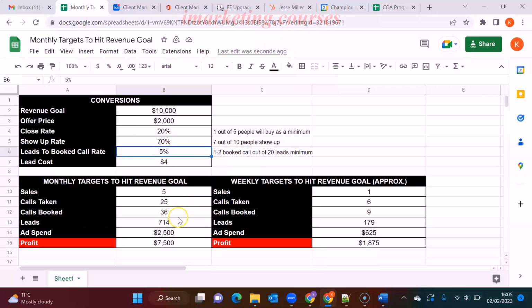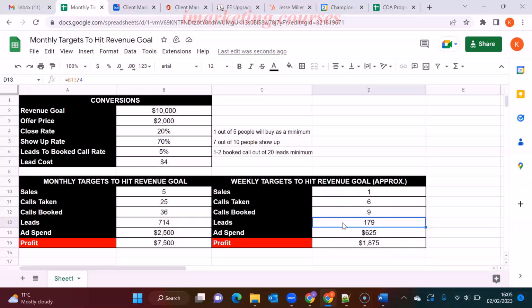And so that just gives us the numbers then, which is, well, if you needed 36 calls in a month, then through the conversion, you would need 714 leads per month. That's 179 leads per week.